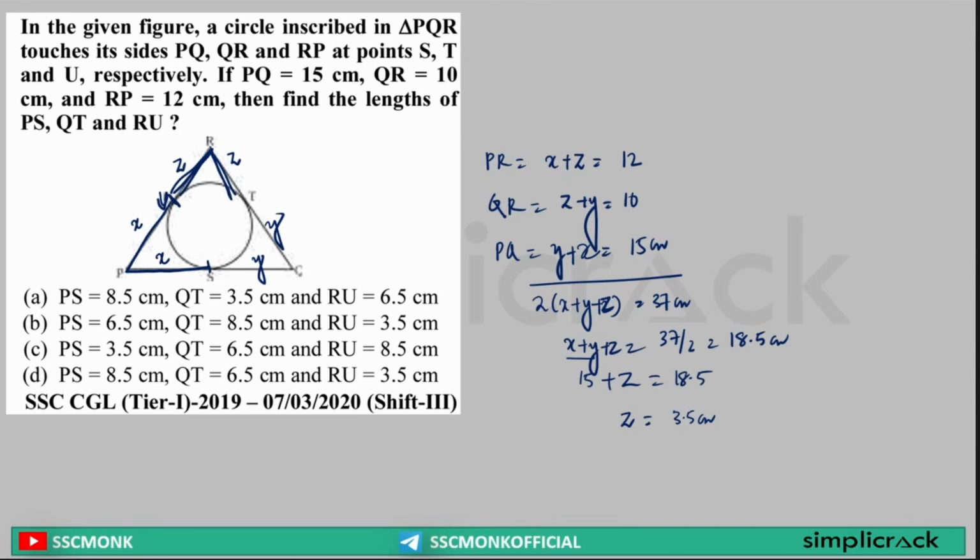Two options are there. Now sir, Y plus Z is equal to 10. So Y plus 3.5 is equal to 10. So the value of Y is equal to 10 minus 3.5, that is equal to 6.5 centimeter. So Y means QT or QS. So QT is equal to 6.5, RU is equal to 3.5. That means I do not need to further calculate PS value. It is directly option D. These sort of questions are nowadays being asked in various examinations, and these are really easy and really silly. You just have to look at these questions and understand what this is all about.